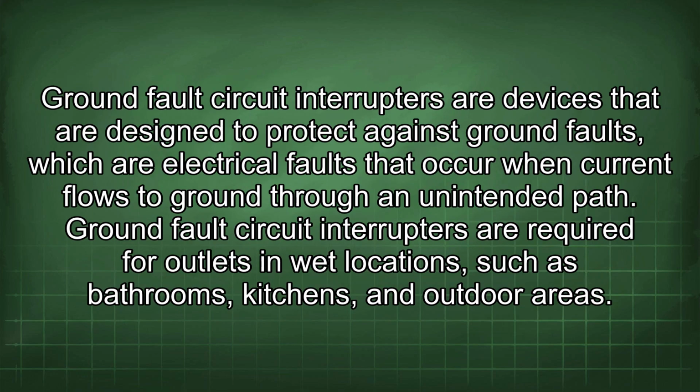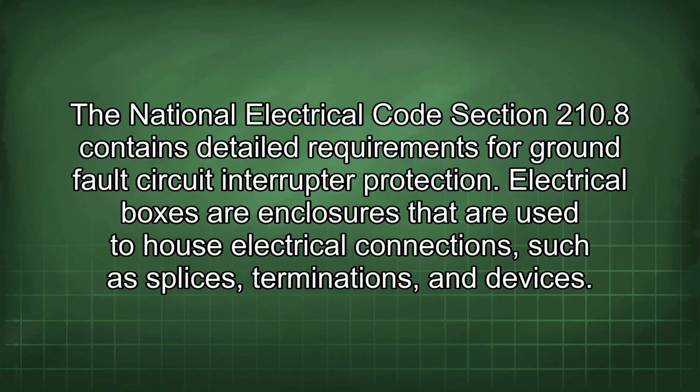Ground fault circuit interrupters are devices that are designed to protect against ground faults, which are electrical faults that occur when current flows to ground through an unintended path. Ground fault circuit interrupters are required for outlets in wet locations, such as bathrooms, kitchens, and outdoor areas. The National Electrical Code Section 210.8 contains detailed requirements for ground fault circuit interrupter protection.